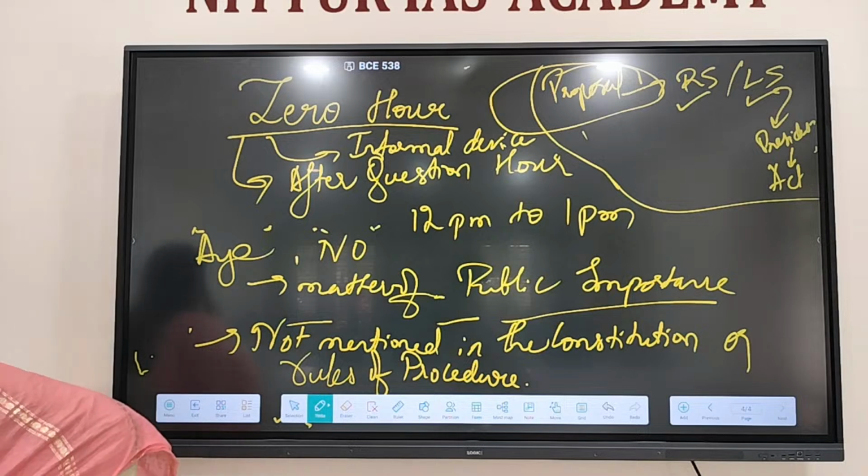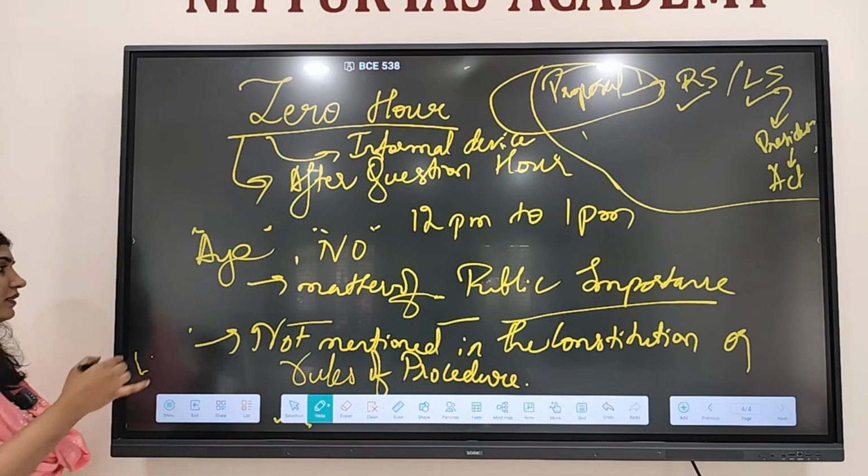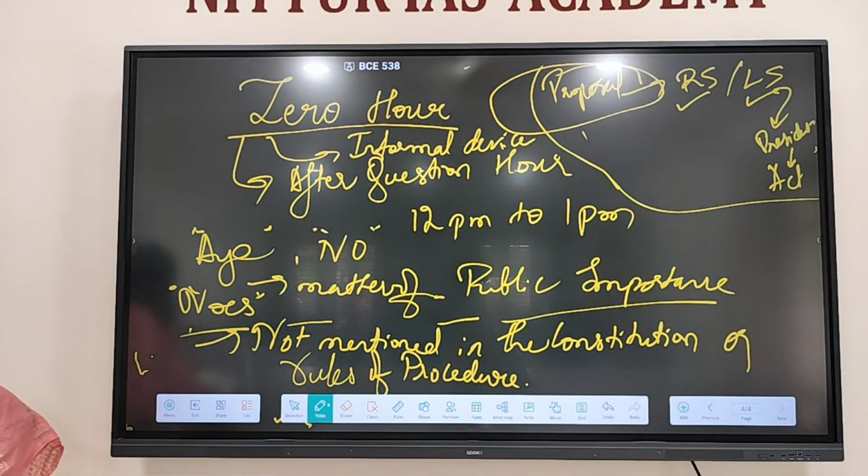Methods of voting. That is first one, voice votes. Arrow mark. Ayes and noes. N-O-E-S. Full stop. Next type is division.